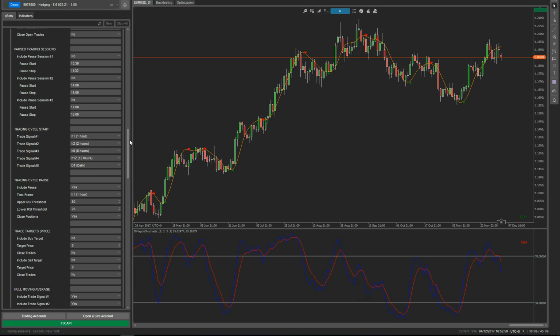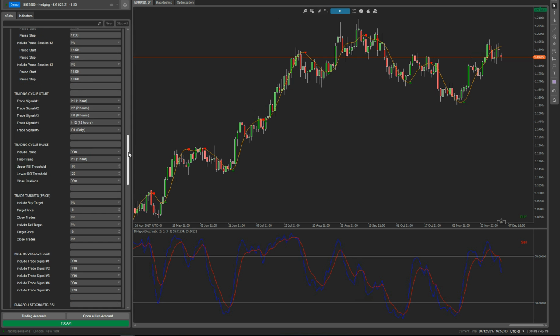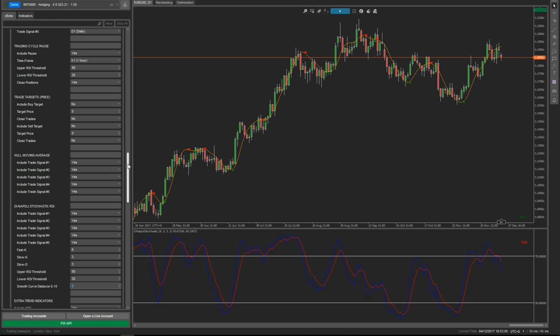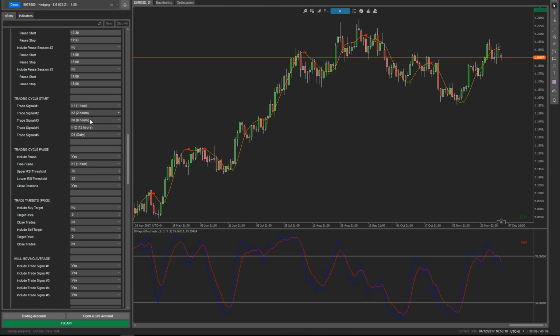So again, if you've selected these time frames, these are going to be used by the robots. Now, what you need to do is select them by the indicators. Now, if I go to whole moving average, it says include trade signal one, yes. Include trade signal two, yes. What that means is, if I select yes for all of them, the whole moving average will use all of these time frames, multi-timeframes. Okay.